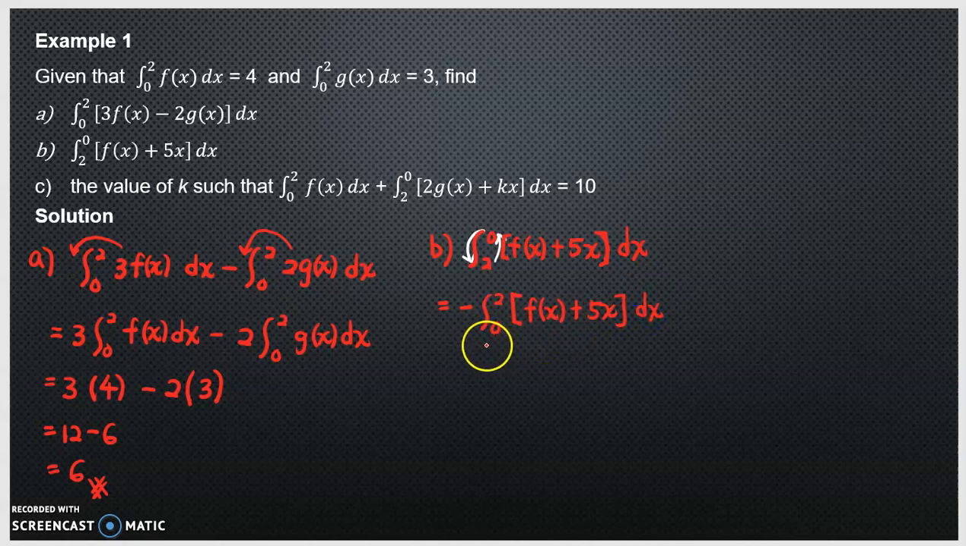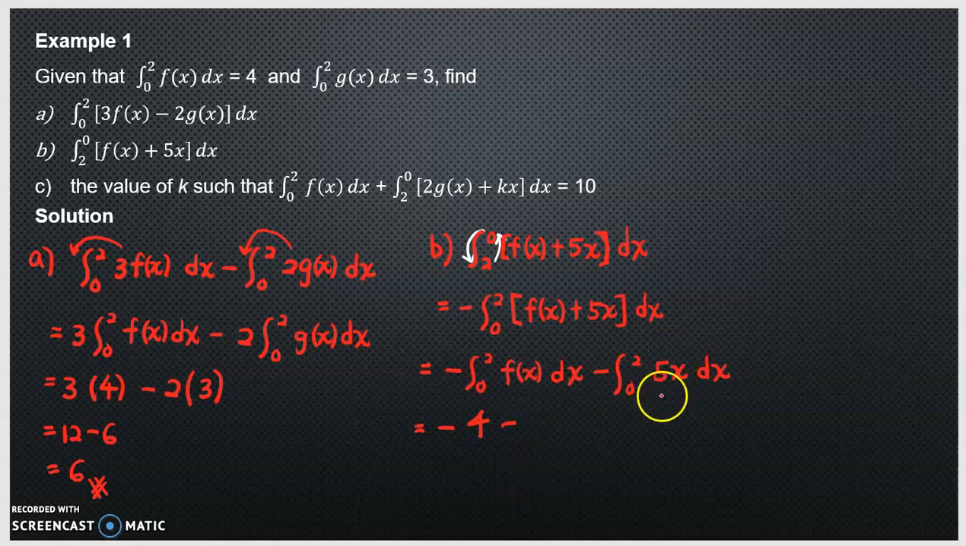Next, I separate into two parts. So I need to take the negative into account. So it will become negative integration from 0 to 2 of f(x) dx. So negative, positive. So here is negative. Integrate from 0 to 2, 5x with respect to x. And this value, integrate f(x) from 0 to 2. f(x) from 0 to 2, the value is 4. So here is negative 4 minus, whereas for this part, this is not given.